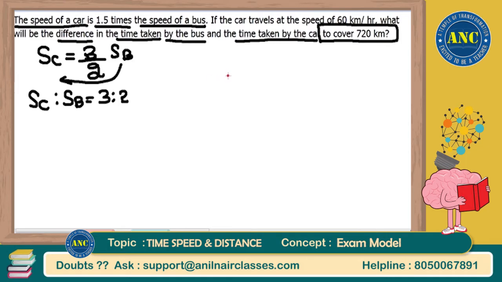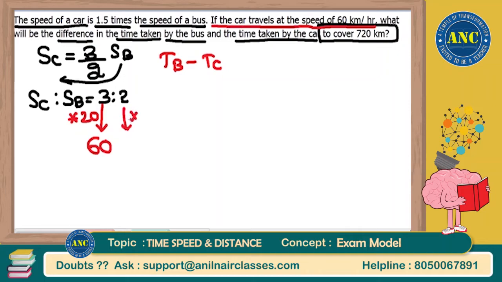Now, can I say that the time taken by bus and time taken by car, this is what they are asking, right? It is also given in the question that if the car travels at a speed of 60 kilometers per hour, according to the ratio it is 3. According to the question, 60, 3 into 20 is 60. 2 into 20 is 40. That means the speed of a bus is 40 kilometers per hour.